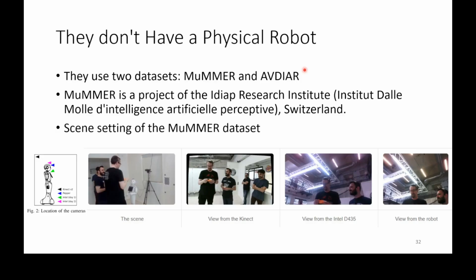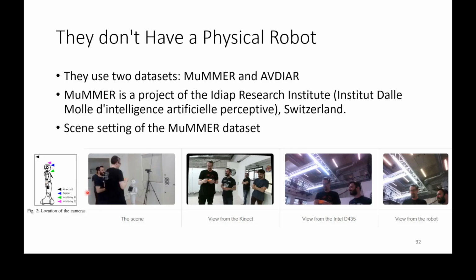So they use two datasets to validate their experiment. One is the MuMMER, and another is the ADVID. Let me explain what they are. MuMMER is a project sponsored by the European Union, and it is developed by the Idiap Research Institute in Switzerland. And this is an example of the MuMMER dataset.